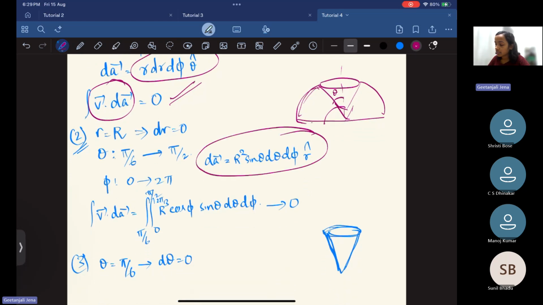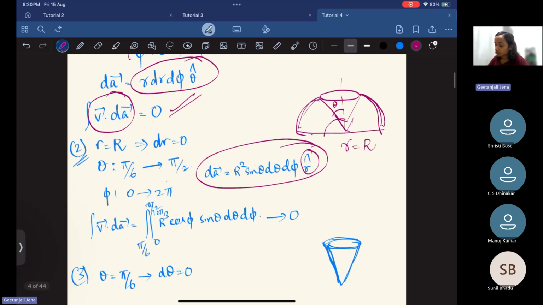So that is why dA element will be r square sin theta d theta d phi in the r cap direction. And for this outer surface, r is not a variable, it is constant. If you take the dot product of V with dA, this will give this term. And if you check the integration, it will come out as 0. I am leaving it to you to find out whether the integration is 0 or not. Just check once, because it also has a cos phi term. Cos phi from 0 to 2 pi will give 0. So it should be 0.